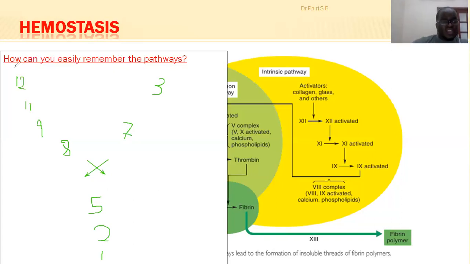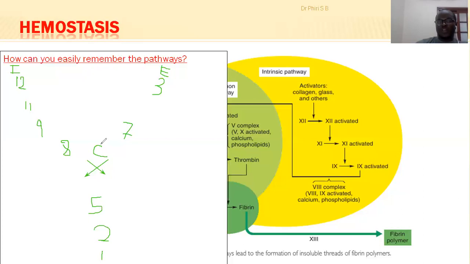So this is the intrinsic pathway. This is your extrinsic pathway. This will be your common pathway. So you count downwards from 12 to 8, skipping number 10. So you have 12, 11, 9, you skip number 10, 8. Then you reach your factor 10, the common pathway.